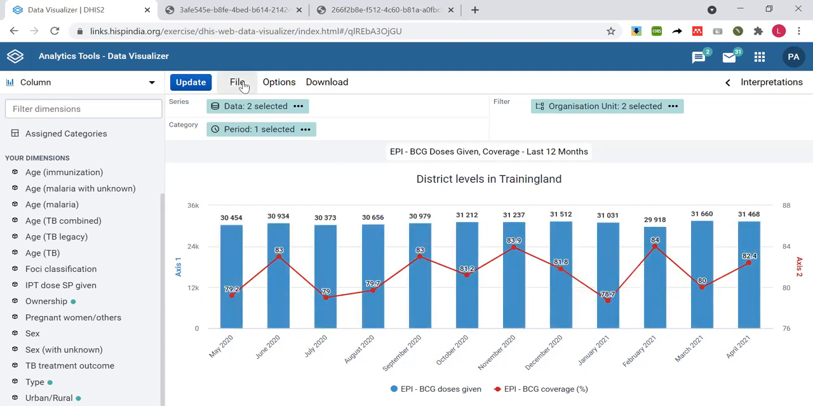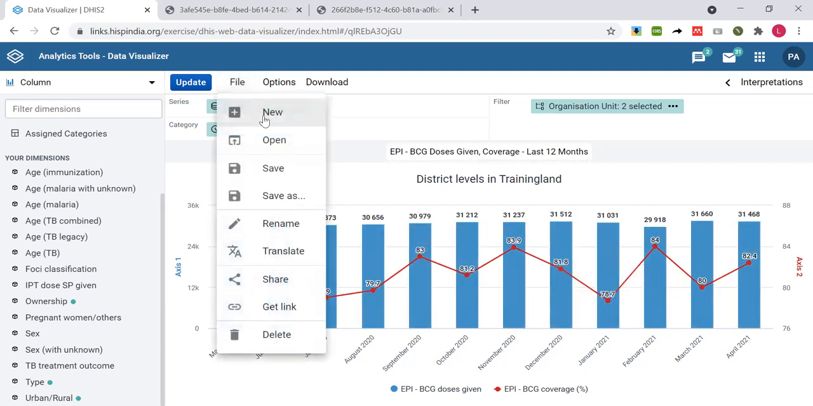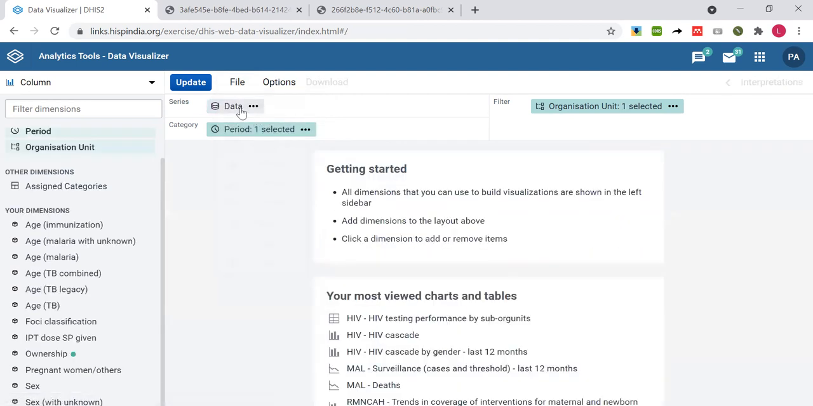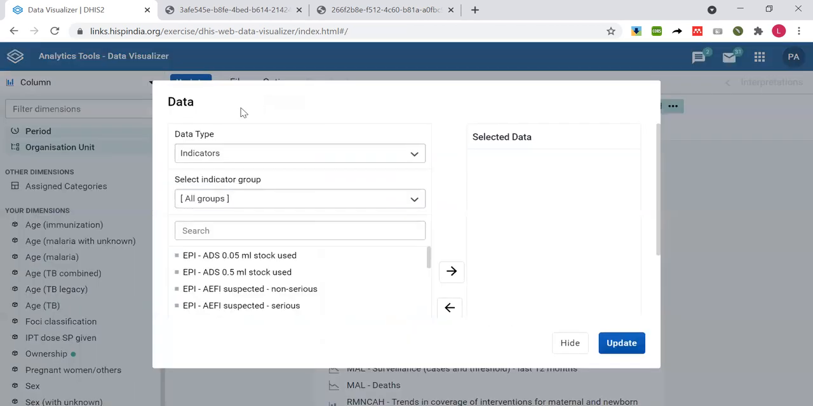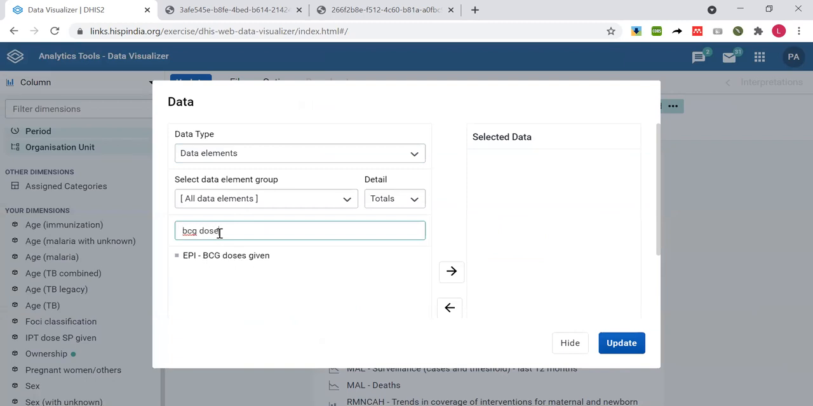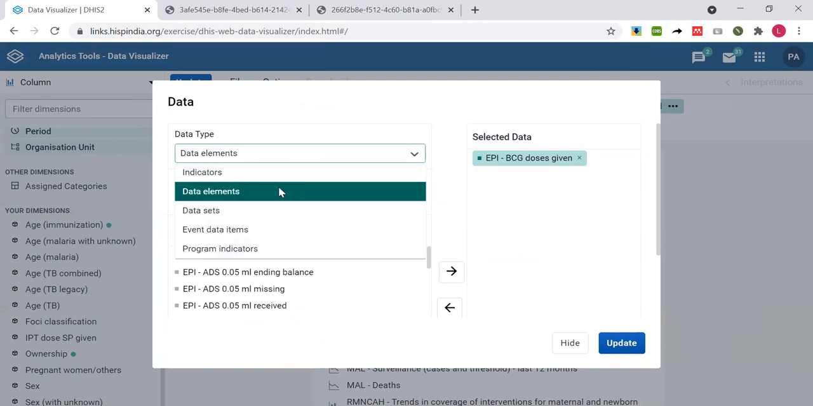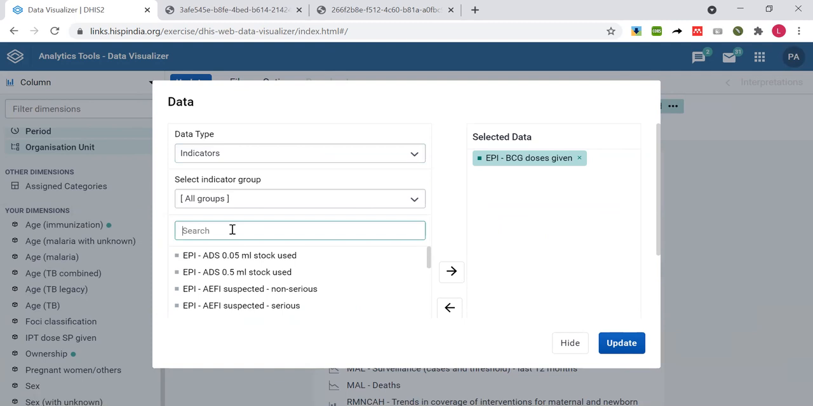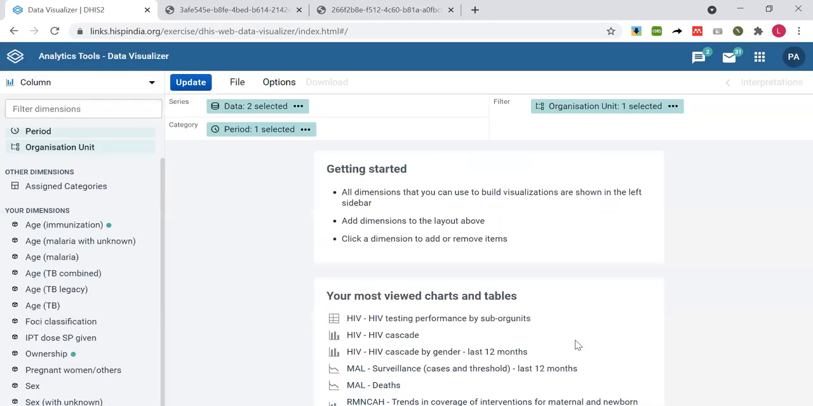So what I'm going to do is I will click on new, right? For data, from the data elements, I will select BCG doses given, and from indicators, I will select BCG coverage. Right, I have two of them. For the period I will leave it as 12 months, and organization unit, training land, right? And I click on update.